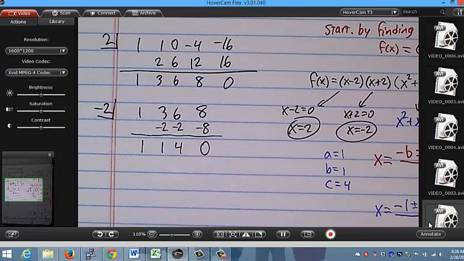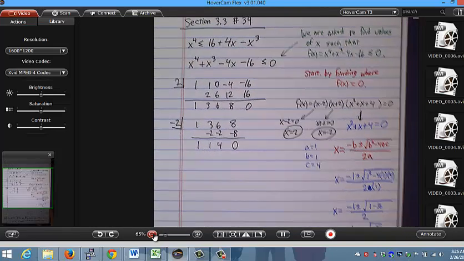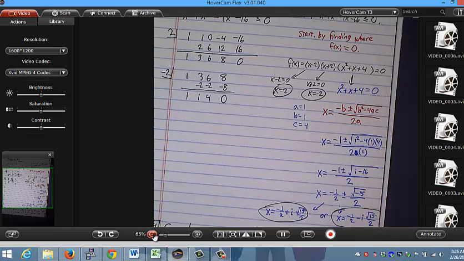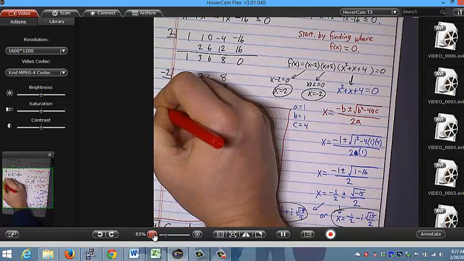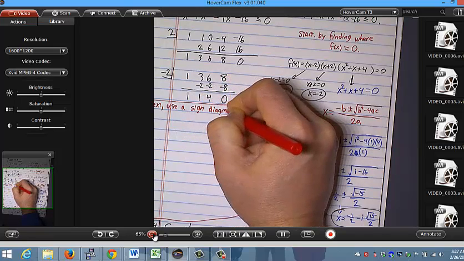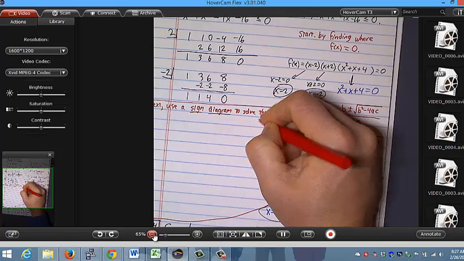Well, okay. The funny thing about this is I'm going over stuff you guys did for homework, but I still haven't really done an inequality yet, right? I said, look over on the right at my strategy in red one more time. Start by finding where the function equals 0. Okay, we did that. We found really 4 places where it equals 0. And I'll do the rest here. Next, use a sign diagram to solve the inequality.